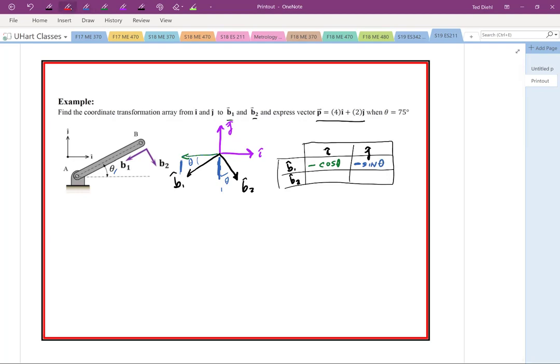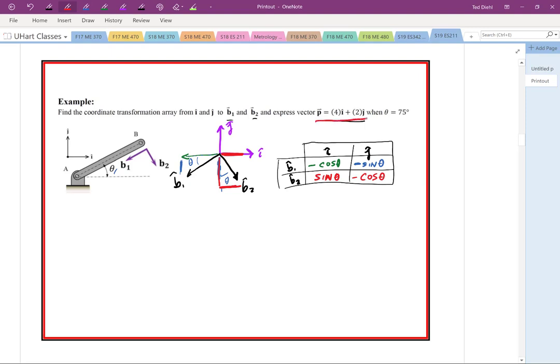Let's see, let's switch to red here for the B2. B2 has a positive component here, and of course it's opposite from the angle right down there, so it's going to be sine, so that's got the positive I, positive sine theta of I right there, and then it too has a negative component, so it's negative cosine of theta. So here's the coordinate transformation.